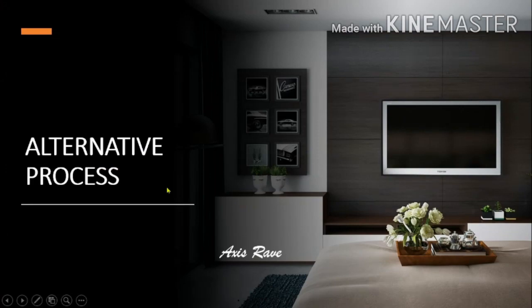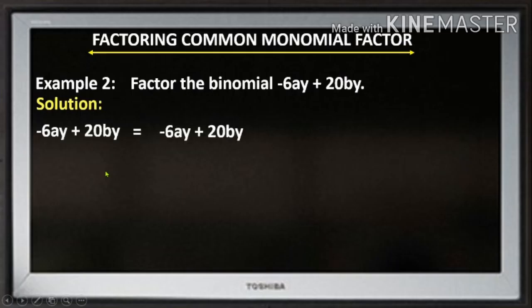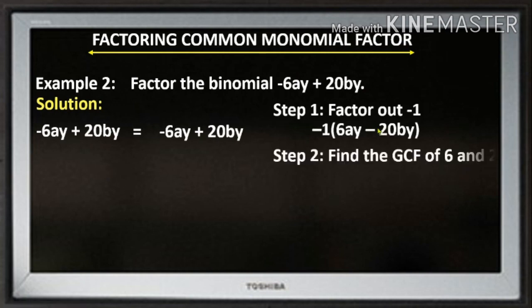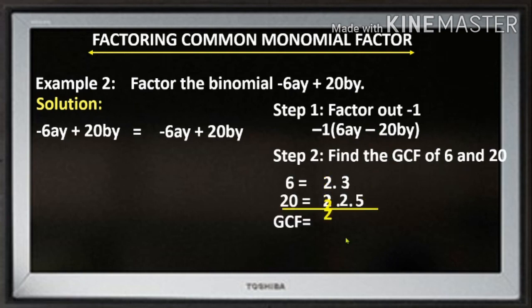Okay, so for our alternative process, again, factor out negative 1. Then step 2, find the GCF of 6 and 20. So 6 and 20, the greatest common factor is 2. Okay, 2 is the greatest common factor of the two coefficients, and we have already factored out negative 1 earlier. So we have here negative 2 as the common factor of the coefficients 6 and 20.